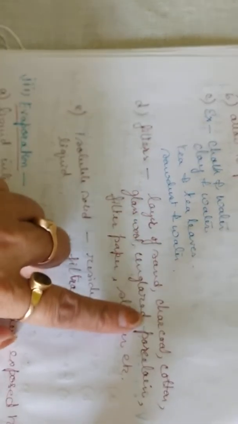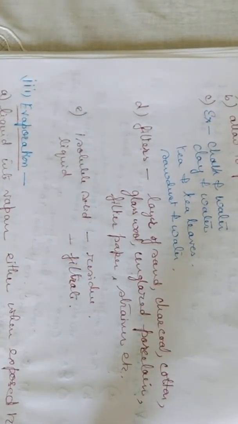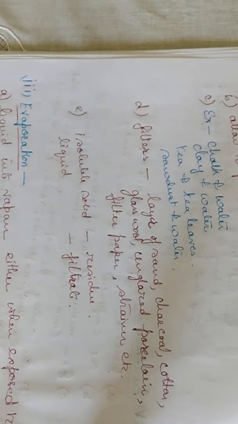Filters which are used can be filter paper, strainer, glass wool, unglazed porcelain, layer of sand, charcoal or cotton. The insoluble solid is the residue, and the liquid that passes through is the filtrate.